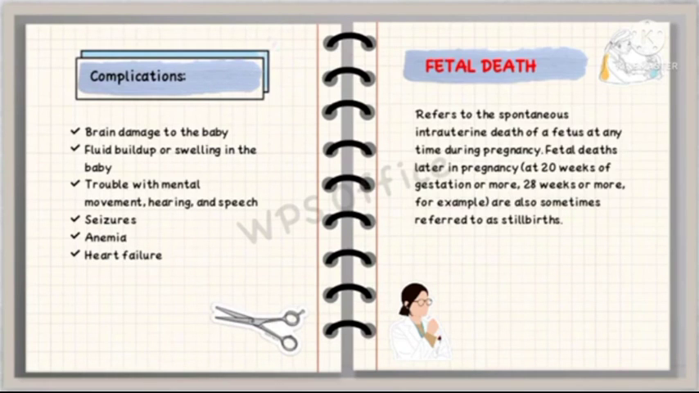And the last complication is fetal death. It refers to the spontaneous intrauterine death of a fetus at any time during pregnancy. Fetal death later in pregnancy, at 20 weeks of gestation or more, or 28 weeks or more, for example, is also sometimes referred to as stillbirth.